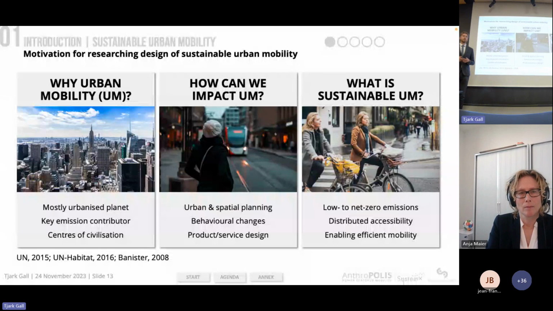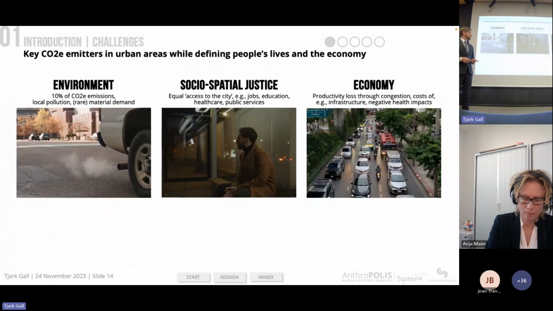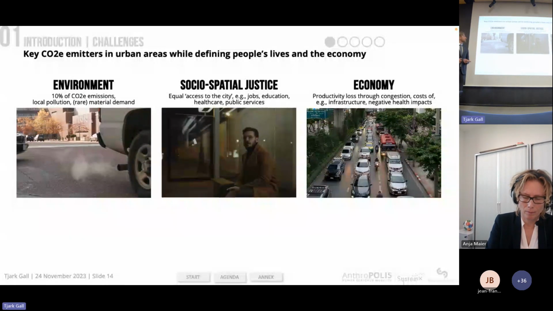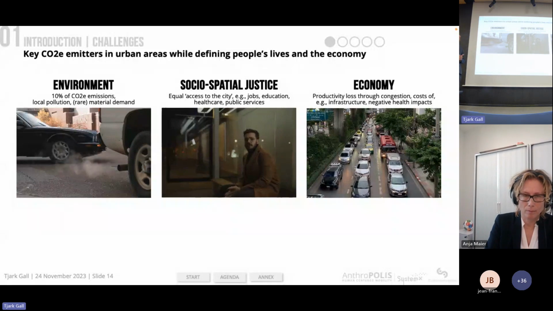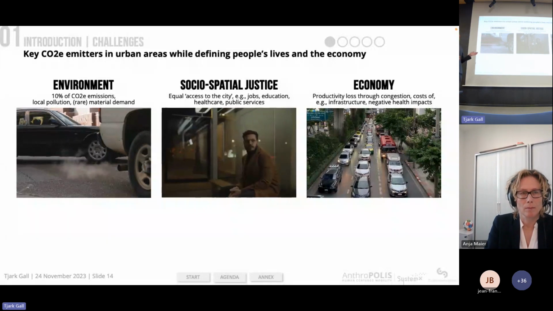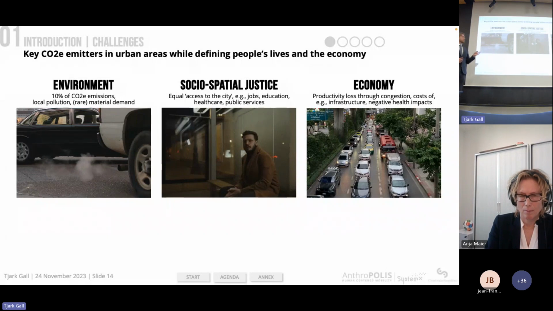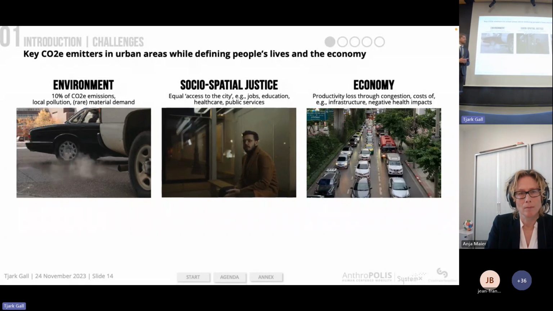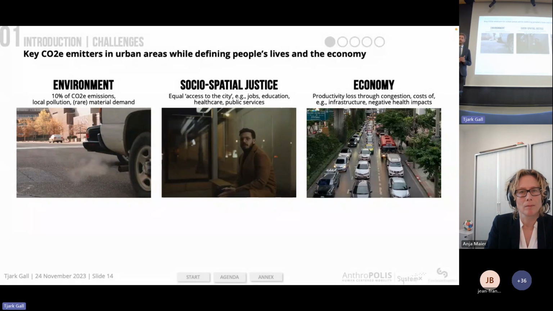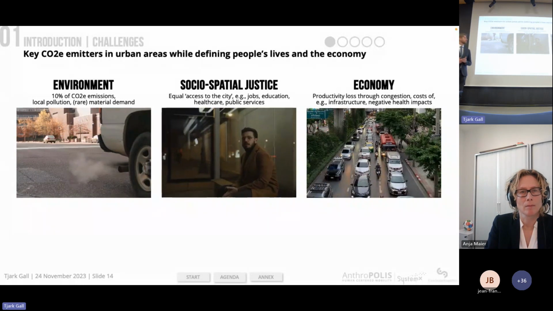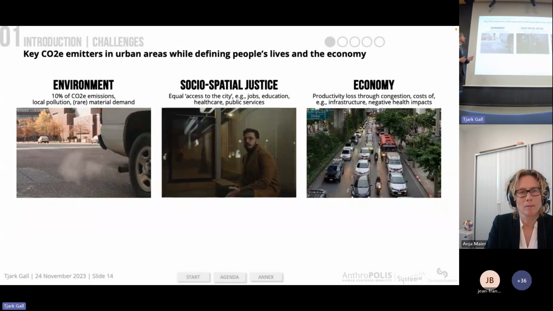So wherever you live, you should have access to basic opportunities, and also enabling efficient mobility from the economic perspective. The reason why this is important can be divided more or less into 3 elements. It's the environment, social spatial justice, and the economy. Just to give an example from the environmental side, for example, 10% of global emissions come from urban mobility by itself, about 25% depending on the region from transport in general.